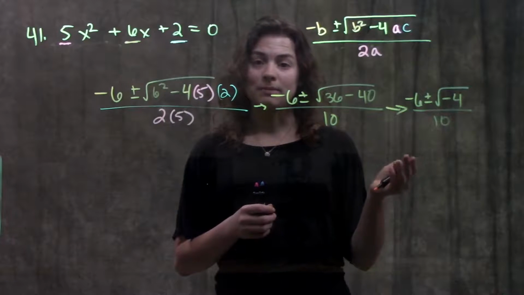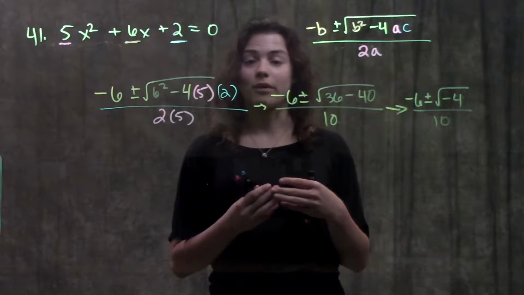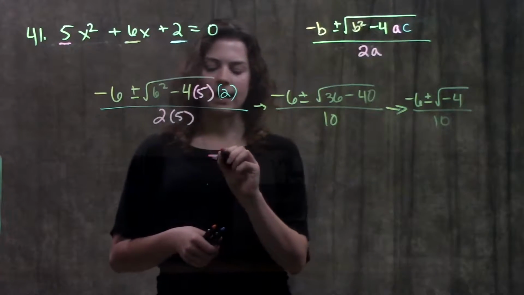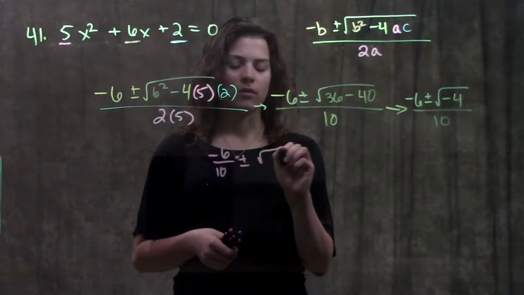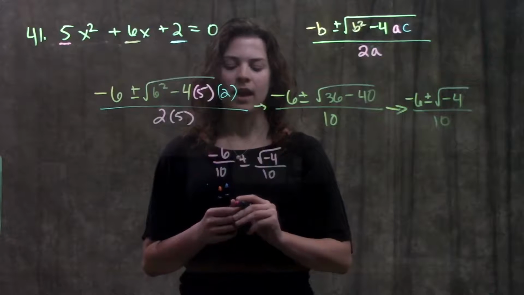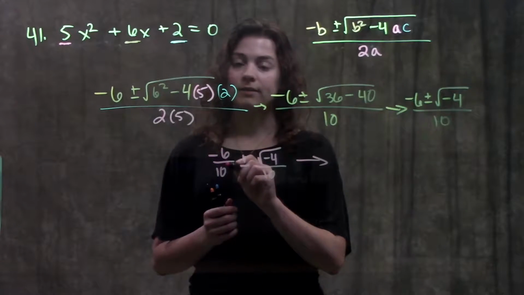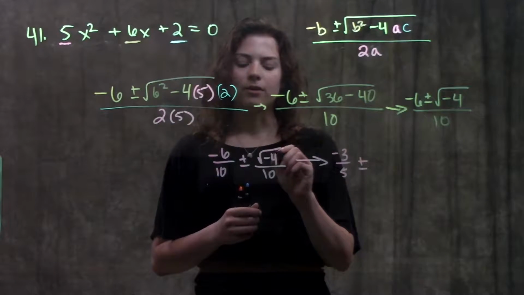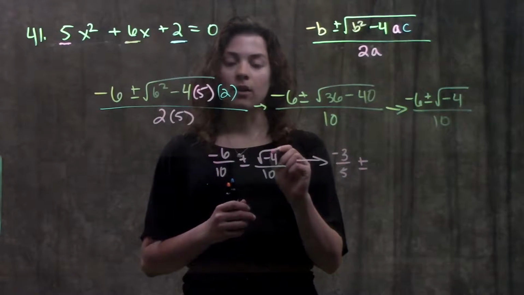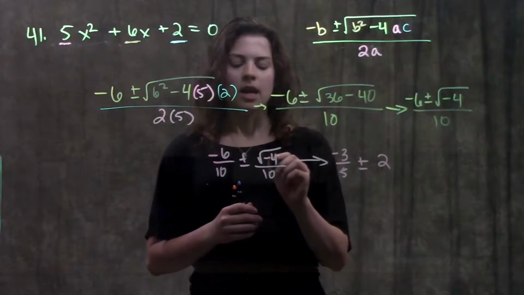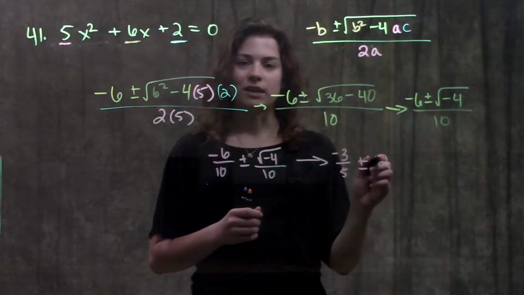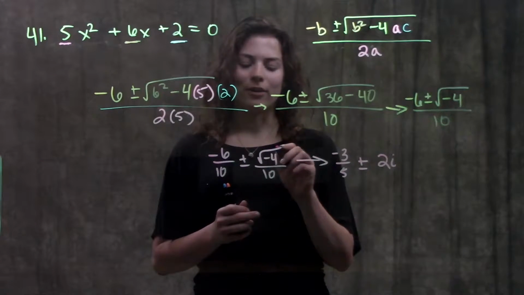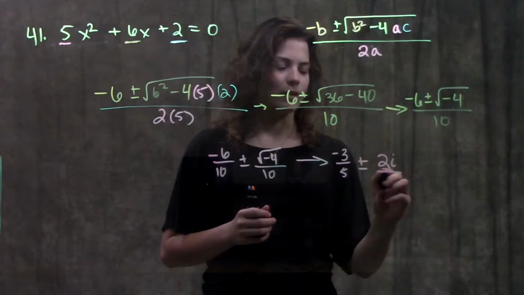So what we're going to do next is simplify this expression using our complex numbers, or our imaginary numbers. To simplify this, I'm first going to separate it. So it's negative 6 over 10 plus or minus radical negative 4 over 10. And let's simplify it a little bit further. Negative 6 over 10 can simplify down to negative 3 over 5 plus or minus radical of negative 4. Think about it. What's the radical of positive 4? It's just 2. But since I have a negative 4 here, I'm not going to have just 2. I'm going to call it 2i, or 2 imaginary. So the radical of negative 4 will give me 2i over 10.